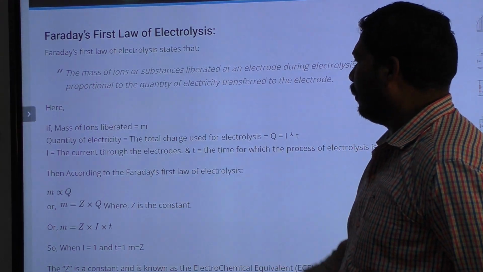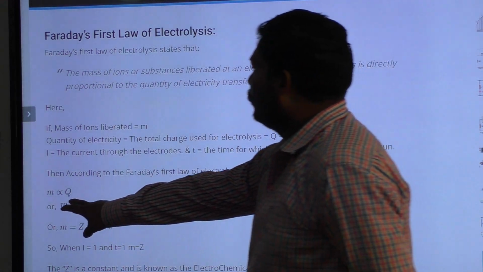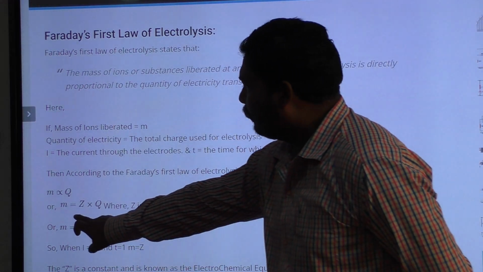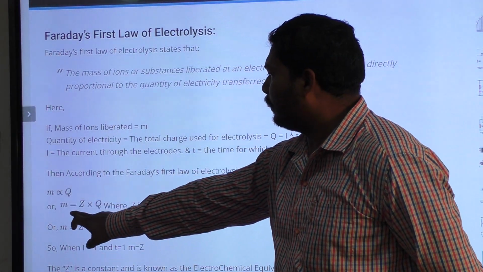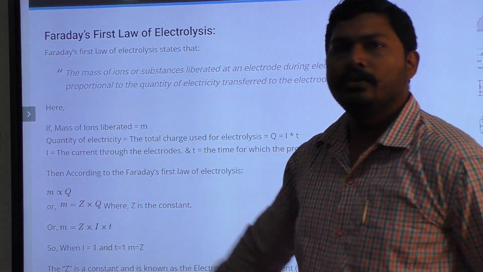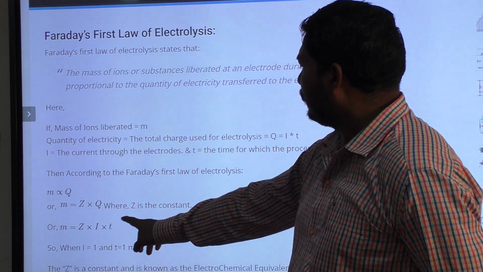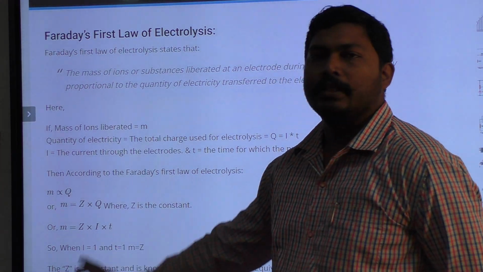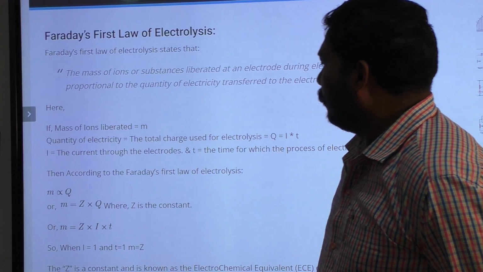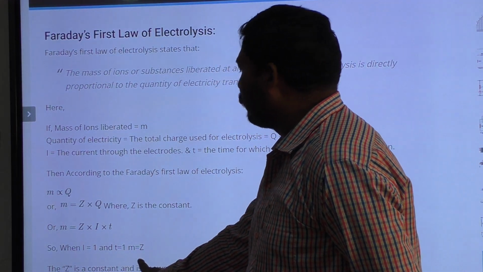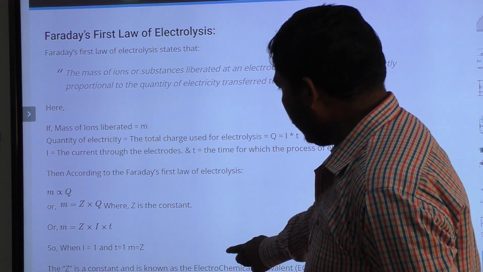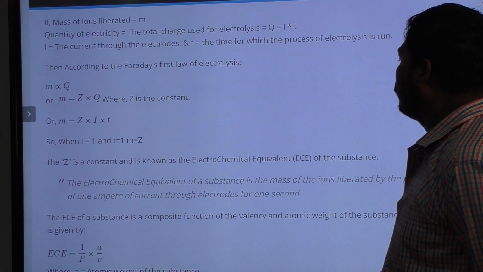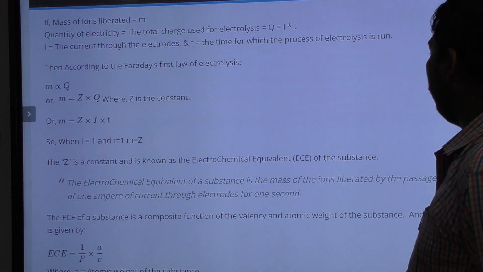According to Faraday's first law, M is directly proportional to Q, and if we remove the proportionality sign, what will M be? M is equal to Z into Q, where Z is the constant, or M is equal to Z into I into T. Now, when I is equal to 1 and T is equal to 1, M will be equal to Z. And at this condition only, Z is a constant and it is known as the electrochemical equivalent, or ECE, of the substance.